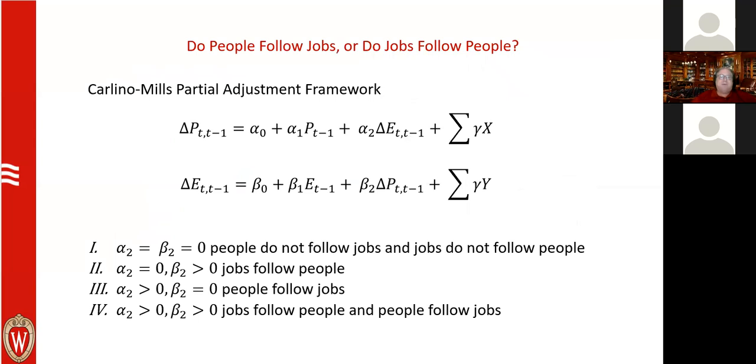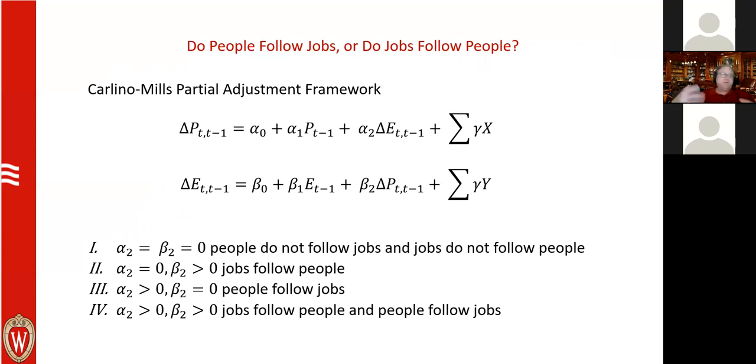Now, this is more the academic bent to it, and I'll go through this really quickly. This is a classic economic model that has been used for a number of years. It basically asks the question of, do people follow jobs or do jobs follow people? What we want to do with this is look at that interface between changes in employment, which is that E there, and changes in population.